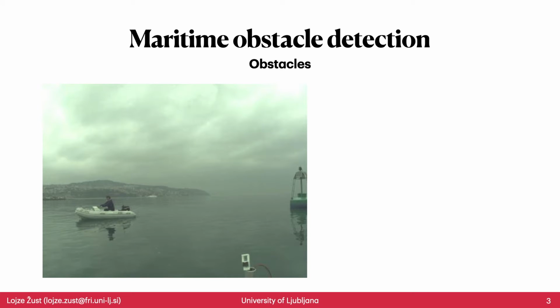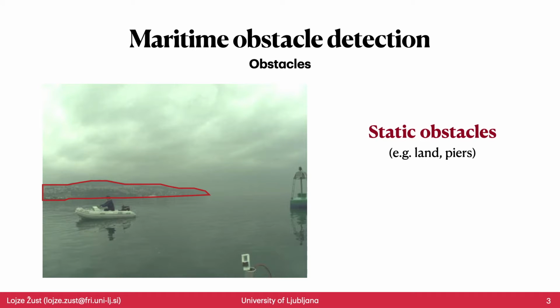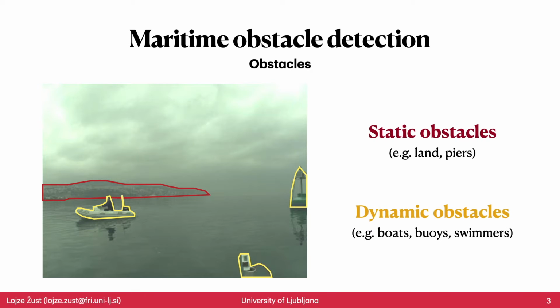Obstacles vary in appearance, but we can roughly divide them into two categories. First, we have static obstacles, which are mainly large static areas, like land or piers. Secondly, we have dynamic obstacles, which are mostly objects floating in the water. This includes boats, swimmers, debris, and so on.